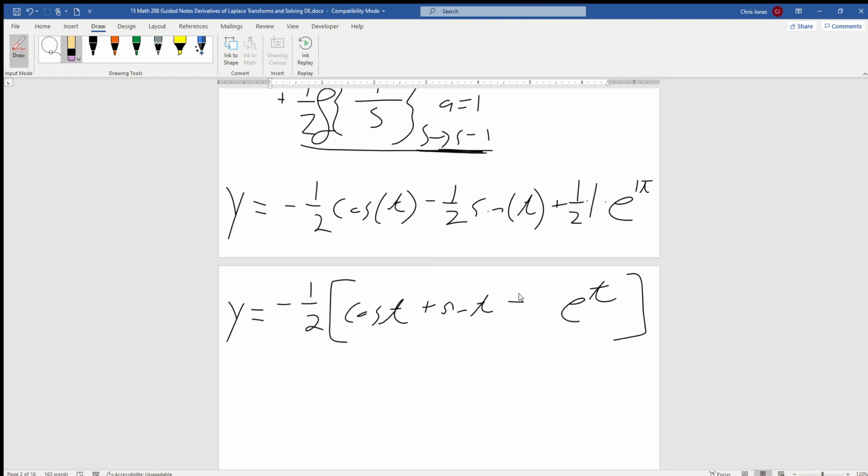Okay, so hopefully this is another good example for you all to be able to see how the Laplace transforms work, as well as the inverse Laplaces. Now, in the next two videos, what we're going to do is we're going to take a look at how we solve second-order differentials using our Laplace transforms.